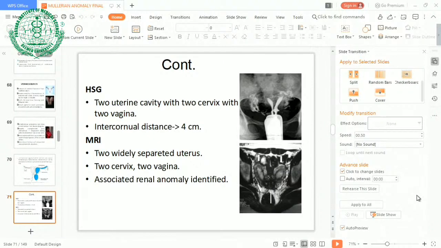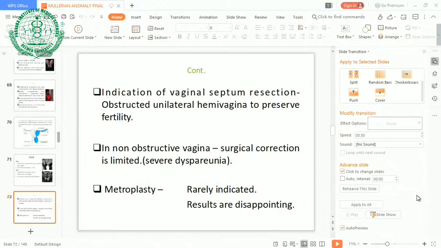HSG: two uterine cavities with two cervices, with two vaginas, can be seen. Intercornual distance is more than 4 cm. MRI: two widely separated uteri, two cervices, two vaginas, associated renal anomaly can be identified. Indication of vaginal septum resection: obstructed unilateral hemivagina, to preserve fertility. In non-obstructive vagina, surgical correction is limited, maybe in dyspareunia. Metroplasty is rarely indicated, results are disappointing.